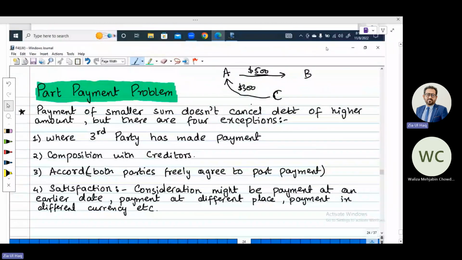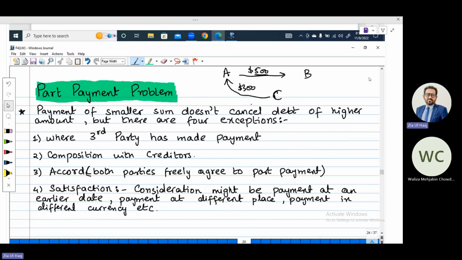Okay, part payment problems in case of consideration, whether part payment will be accepted or not. Suppose there was a contract between A and B, like B needs to pay A 500. A delivers the goods, B promises, okay, I will give you 500 in future, because consideration could be executory, meaning on a future basis. So B needs to pay A, but B was not in a position to pay A.